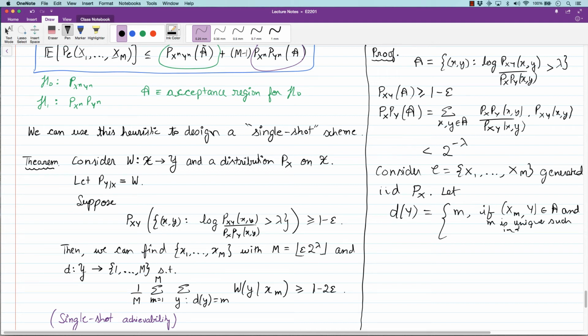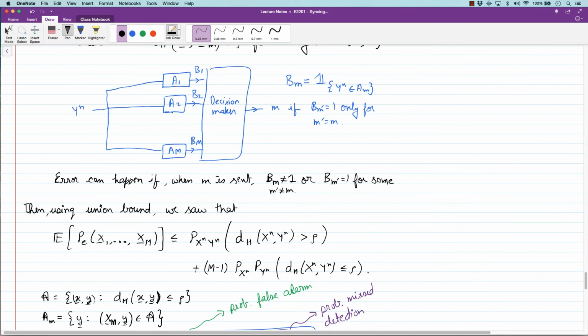Okay, so for no other index. This is the rule that we had before. If m is the unique index m prime such that x m prime comma y belongs to A. And what if there is none or there are many, then you declare an error.